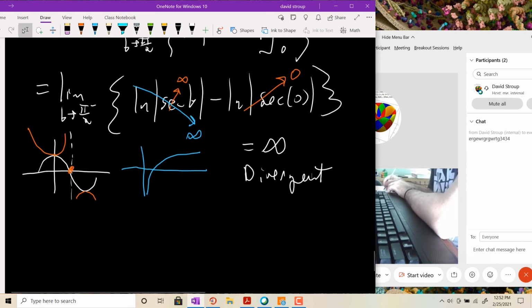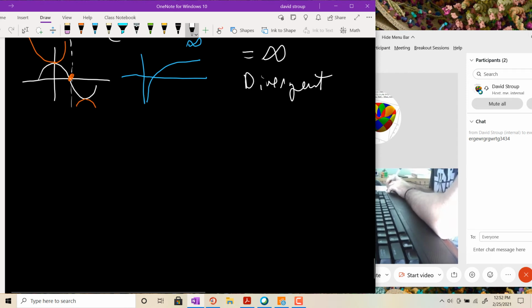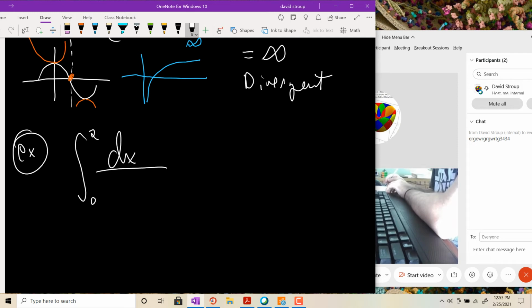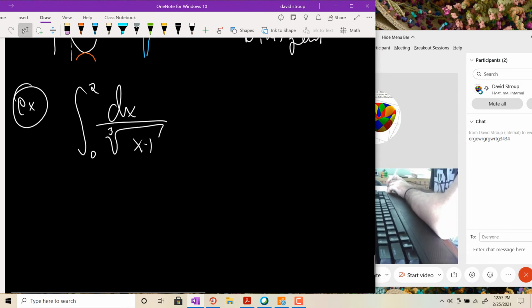So that was your video quiz question. Let's look at another one. Okay. So let's look at one of these ones where the discontinuity is inside the interval. So from 0 to 2 of dx all over the cube root of x minus 1. Okay, so in our interval here, we're going from 0 to 2. Here's 0, here's 2, but there's a discontinuity at 1.